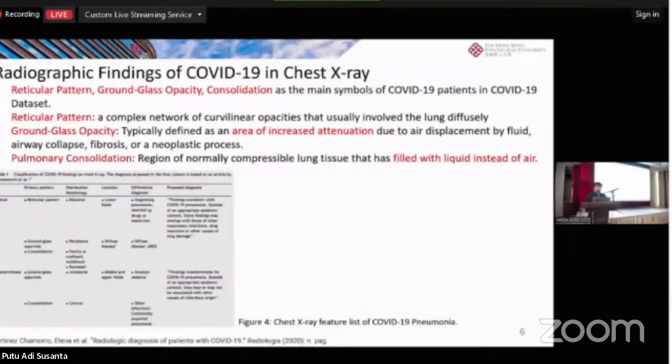Next, let me introduce some radiographic findings of COVID-19 in chest X-rays, which we will use for the artificial intelligence. They include reticular patterns, ground glass opacities, consolidations, and combinations of these phenomena.